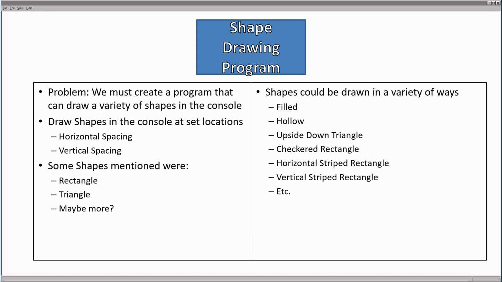Now, some of the shapes that were mentioned as we were gathering requirements for this was a rectangle and a triangle, but there might be more types of shapes. It was also mentioned that some of these shapes could be drawn in a variety of ways. So we could have a filled rectangle or a filled triangle, or a hollowed rectangle or a hollow triangle, or maybe an upside down triangle, a checkered rectangle, a horizontal striped rectangle, vertical striped rectangle, etc. As we were gathering these requirements, we noticed that this software might be extended in a lot of ways. So now we need to carefully design this software in order to extend it in the future.